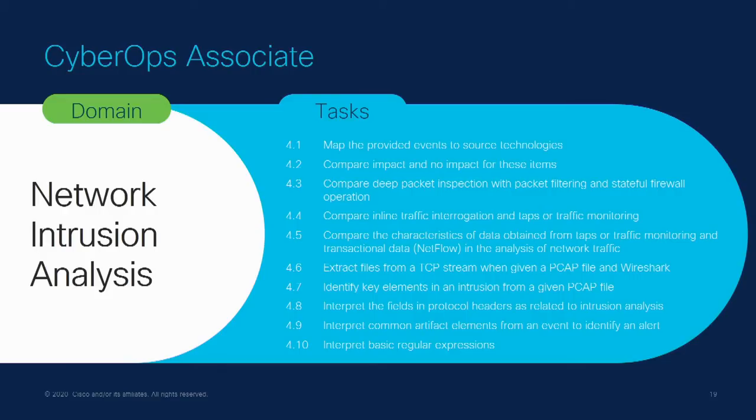In 4.8, we're interpreting the fields in protocol headers as related to intrusion analysis. So that would be the Ethernet frame, IPv4, IPv6, UDP, TCP. Those are the subtasks that fall under that. 4.9 here, interpreting common artifact elements from an event to identify an alert. So that would be IP address, client and server port identity, API calls, hashes, processes, whether it's a file or a registry, things of that nature.